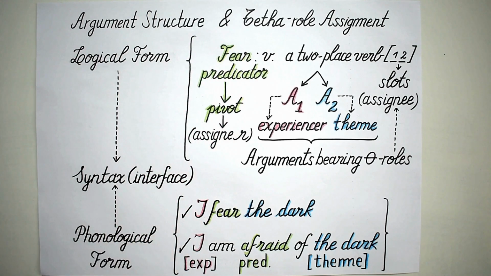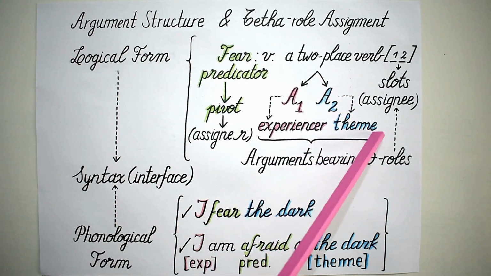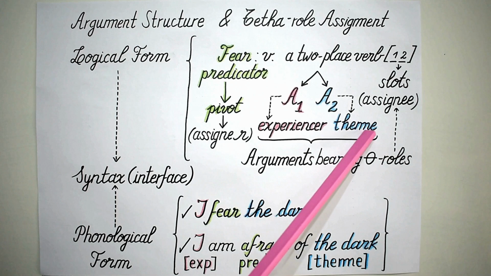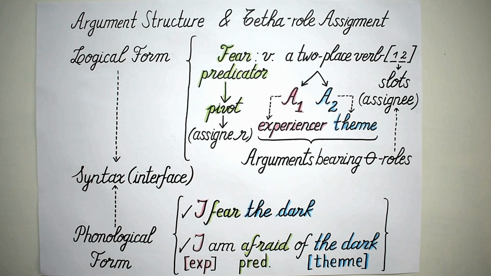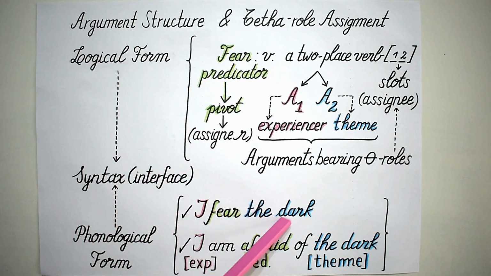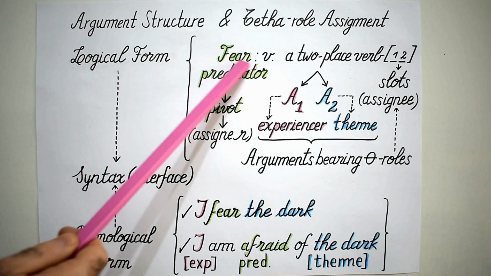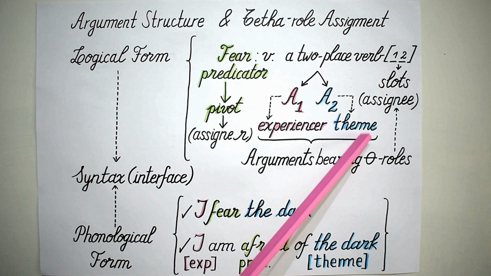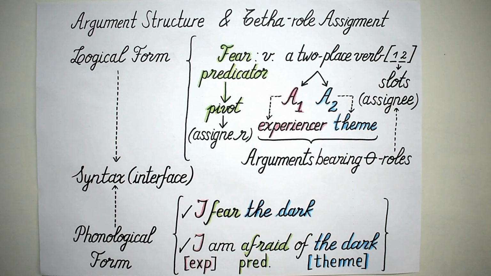And the second slot will be filled in by a whole other argument. We will call that argument 2, and it's going to be called theme. So we have the following picture now, where I is the experiencer, fear the predicator, the dark the theme. Now, how do these arguments receive a theta role? Well, at LF, the word fear will logically require that someone will experience the action of fearing, and that there should be some kind of object of our fear.